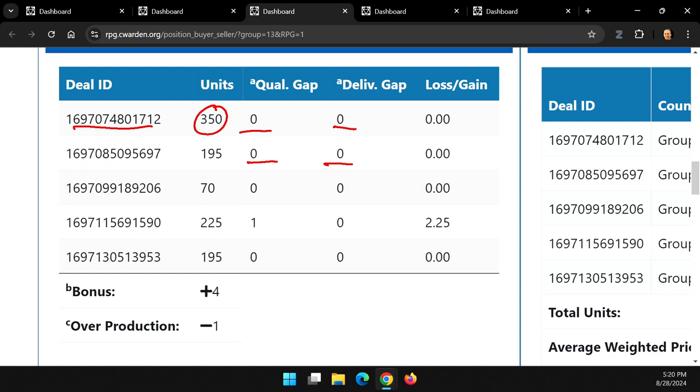And here we didn't gain anything. Over here, we gained something because here there's the quality gap. So we were able to sell the product for one level lower quality than our attribute number. And so we gain one, and it's per 100, so we get 2.25 flex points.